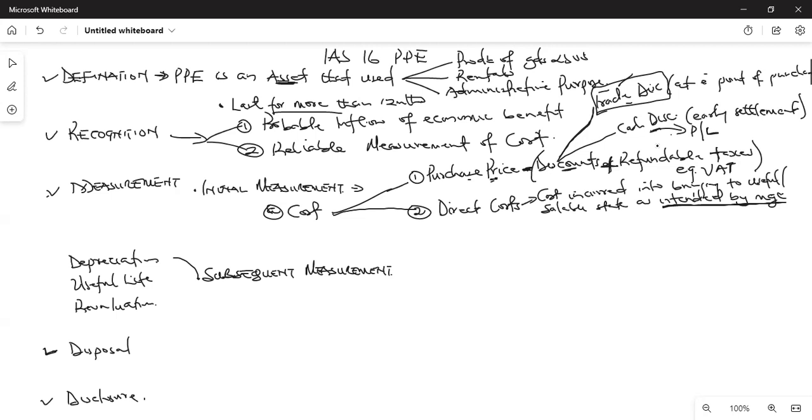The words intended by management came in because of something the standard wants to address. We call it a self-constructed asset. What the standard is telling us is that if you are constructing an asset, let me say, I'm constructing a school building.